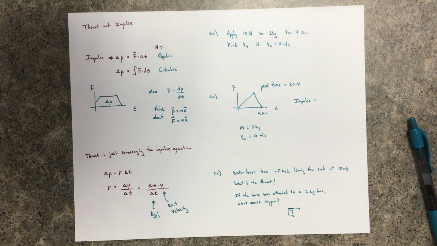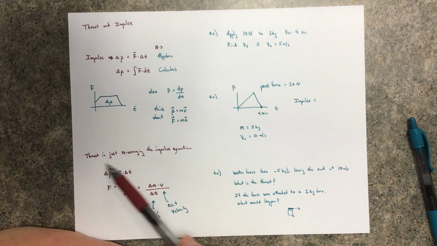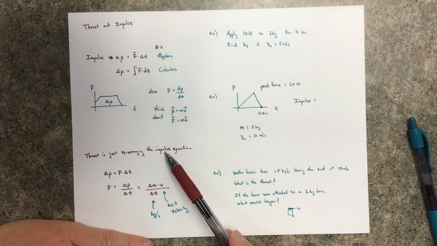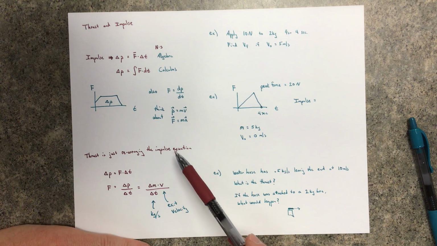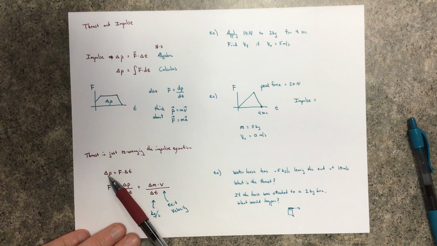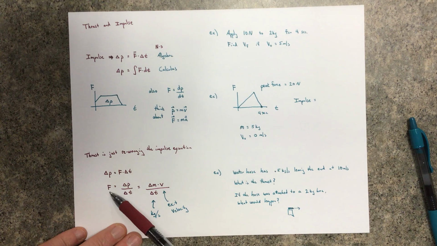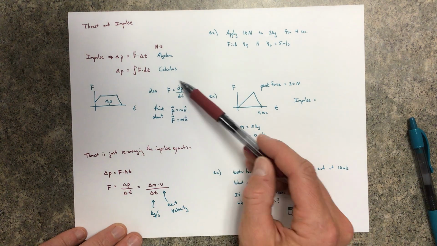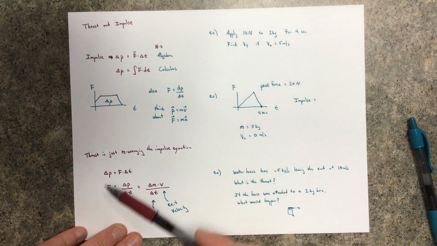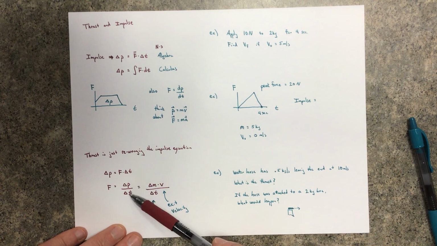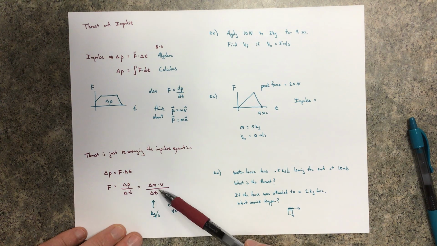If you think about thrust, all it is doing is rearranging this impulse equation and solving for the force. So if the change in momentum, the impulse, is equal to some force times the time period, we can just divide by delta T, and we can say force is the same thing as this. It's the algebra version of the derivative. The force is the rate at which we change our momentum. And momentum, we can write in this case as delta M times V.